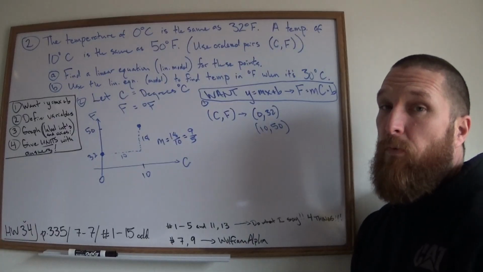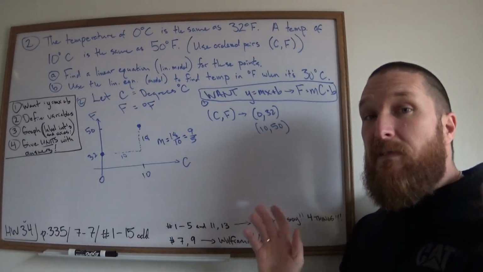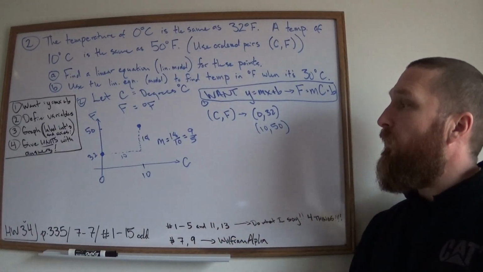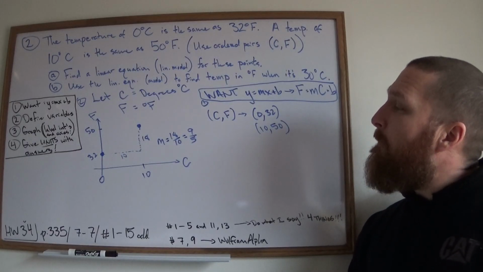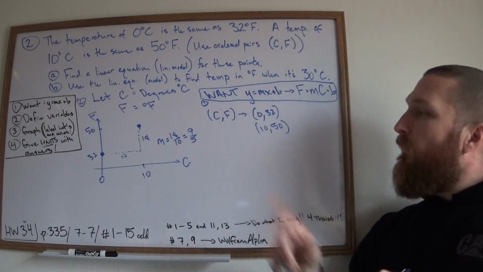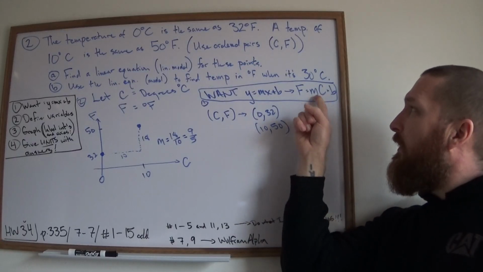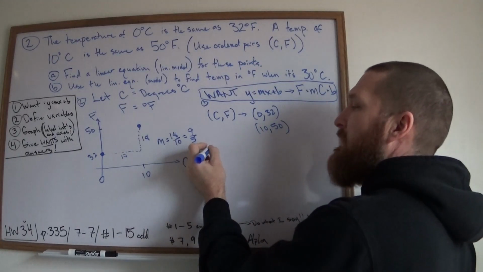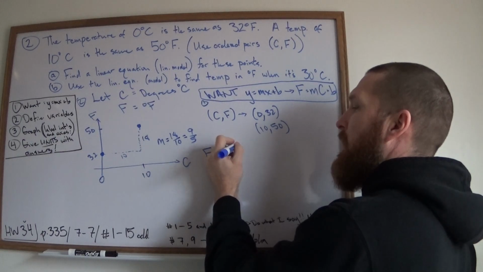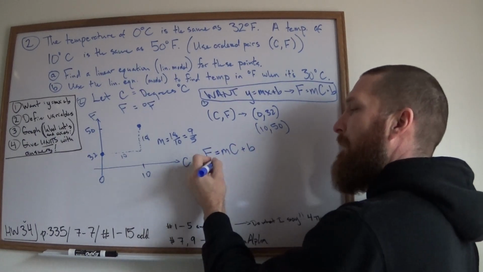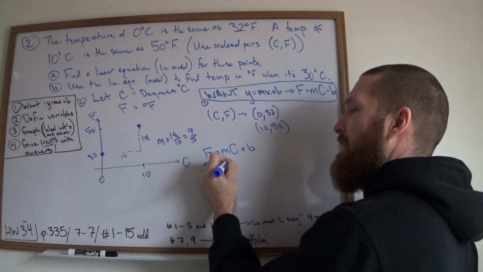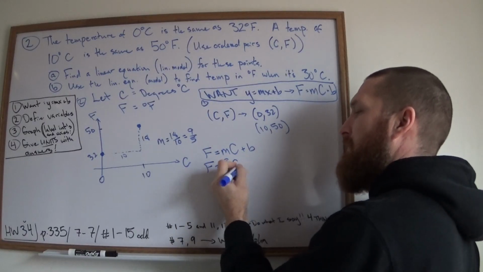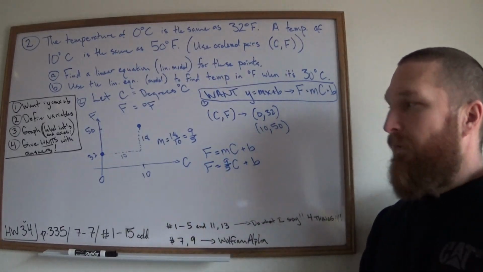You could write it as 1.8. Why would you want to work with decimals? I don't know, but you can go ahead and do that if you want. There's 9/5 right there. Okay, so I want this. I'm almost there. I'm going to say, since f equals mc plus b, and we know what m is, I could rewrite that as 9/5 c plus b. Now I just need to find b.